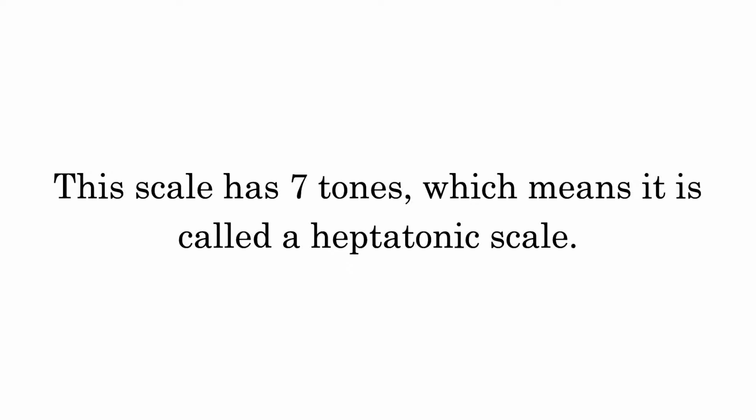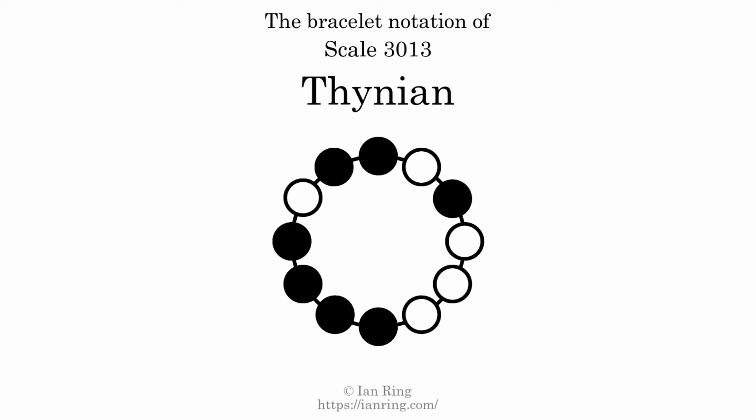This scale has 7 tones, which means it is called a heptatonic scale. This is a bracelet notation diagram of scale 3013. The shaded circles represent tones that appear in the scale, and they are read clockwise, starting at the top.